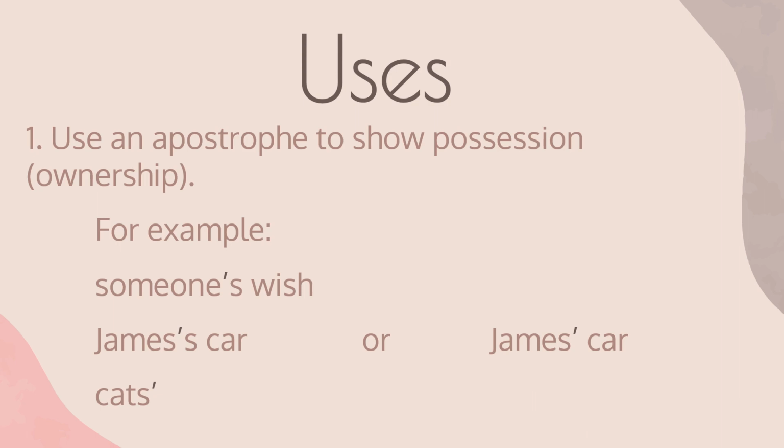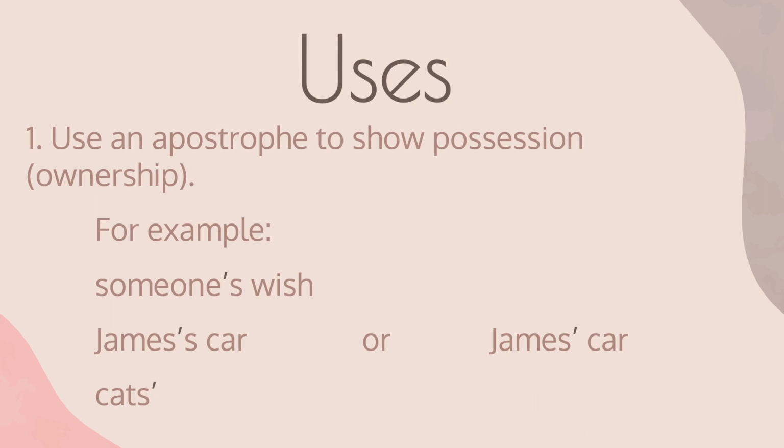Let's take a look at these examples. Someone's wish. Because this wish is someone's, we are using apostrophe s to indicate whose wish it is. Then we have James's car. Now, what happens when the word ends with s? Then you have two ways that you can go about it. You can either use apostrophe s or you can just use apostrophe. You don't have to use s.